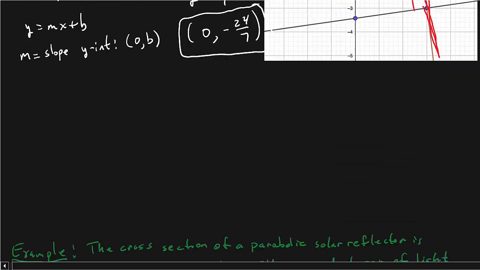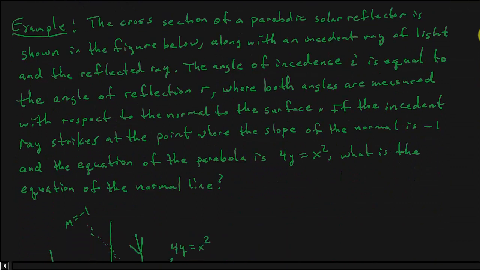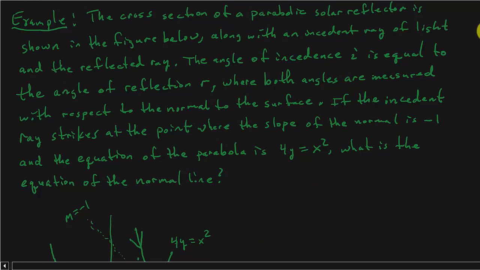All right. So we've got our last problem. It's a word problem. So let's look. The cross section of a parabolic solar reflector is shown in the figure below, along with an incident ray of light and the reflected light.